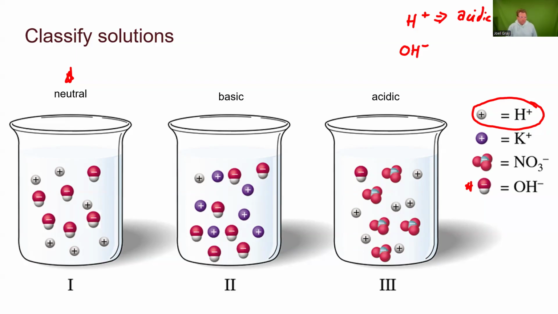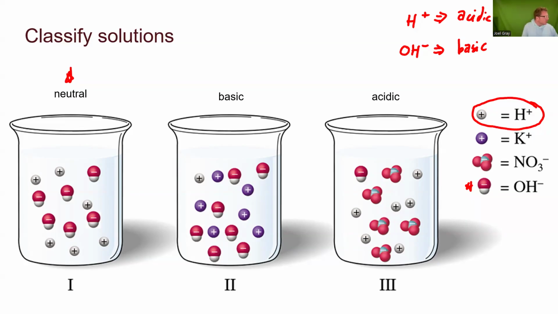Now, with that information, add to the chat, if we had a solution that was just OH minus, how would we describe that? Acidic, basic, neutral? Basic. You're absolutely right. So if we have lots of OH, that's a basic solution. Okay. Can I get a Y or an N? Okay, I've got a good idea of what constitutes an acidic solution. And likewise, a basic solution.